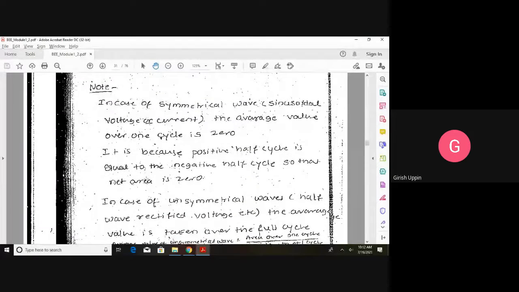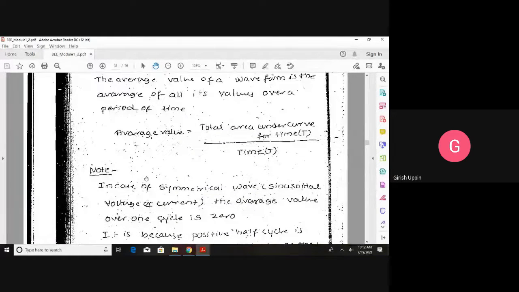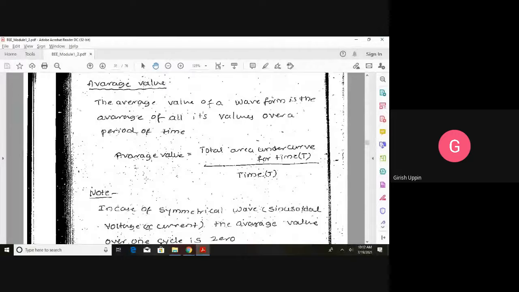Okay. So in the case of an average value, the problem is that the positive cycle is exactly the same as the negative cycle. If we take the average over one cycle, it will become zero. That is why, if it is a symmetrical waveform, we take the average of a half cycle. If it is an unsymmetrical waveform, we take the average of the complete cycle.